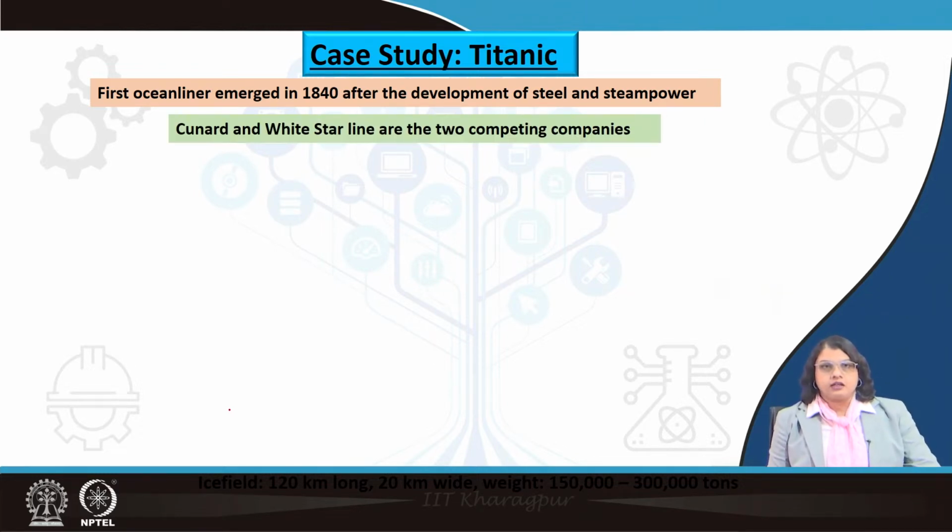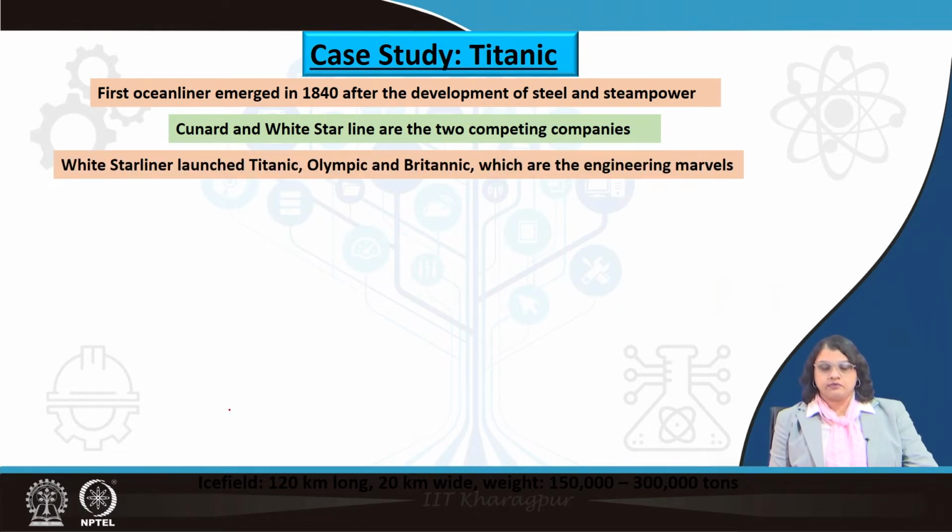Okay. And there were two companies competitive to each other, the Cunard and the White Star Line. Now, this White Star Line launched 3 ships altogether in the same period: Titanic, Olympic and Britannic, and these were like engineering marvels. They were capable of sailing at a very high speed and for a long distance. This really came as a surprise to the entire community, that ships could be used not only for carrying cargo or mail, but also as passenger ships as well.